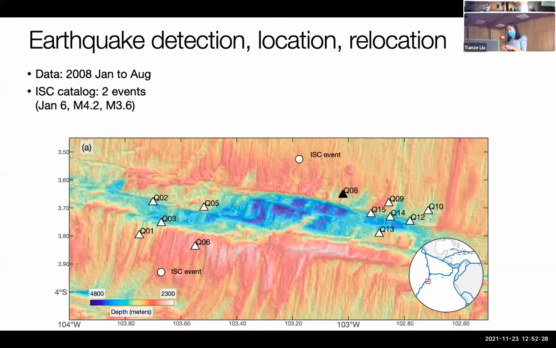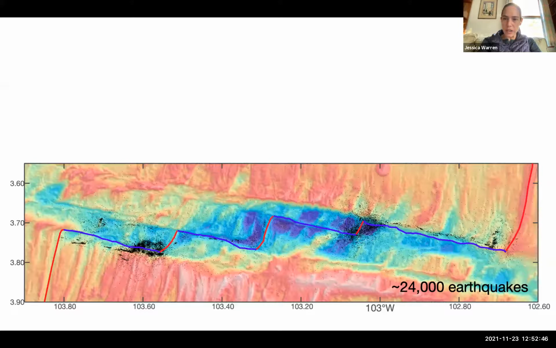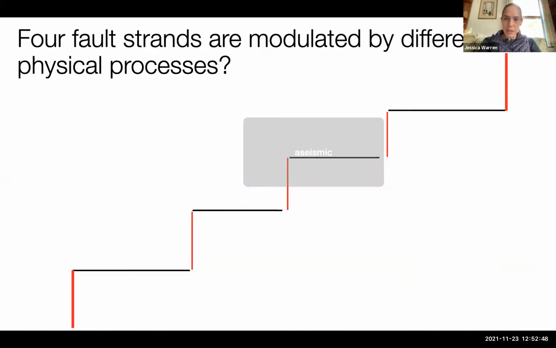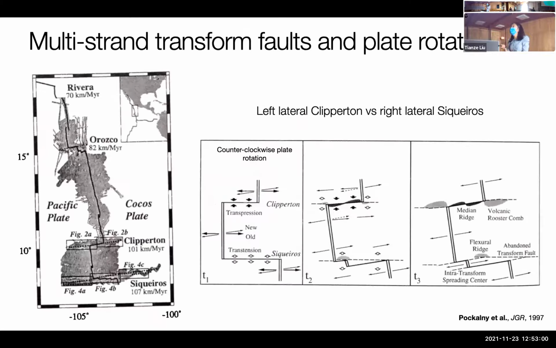And a question from Jessica Warren. Hi, Jianhua. That was a great talk. I really enjoyed seeing it, and it's nice to see the Quebrada data after all these years. I was wondering if you could comment a little bit on the depth distribution of the seismicity on Quebrada, because at Gofar it seems the deeper stuff is where there are not the big main shock events, but Quebrada doesn't seem to care about that. Do you have comments on that? So the depth.